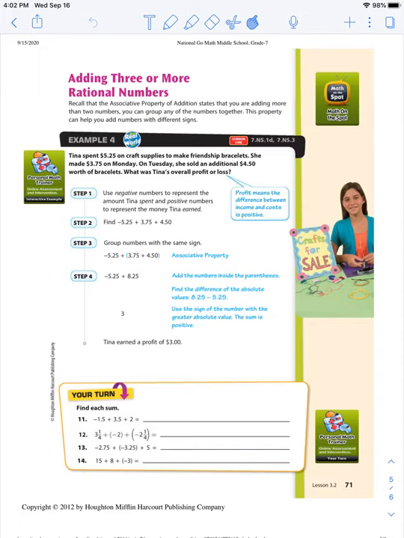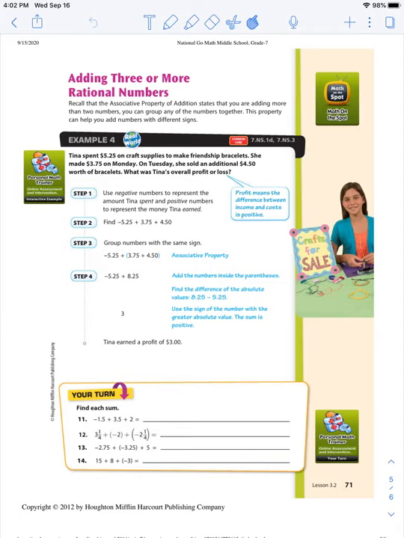So let's look at example 4. Tina spent $5.25 on craft supplies to make friendship bracelets. She made $3.75 on Monday. On Tuesday, she sold an additional $4.50 worth of bracelets. What was Tina's overall profit or loss? Profit means the difference between how much you make and what the cost was.